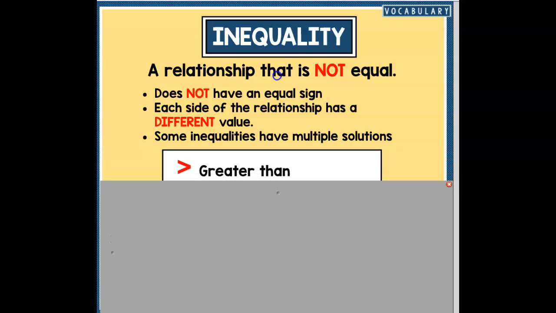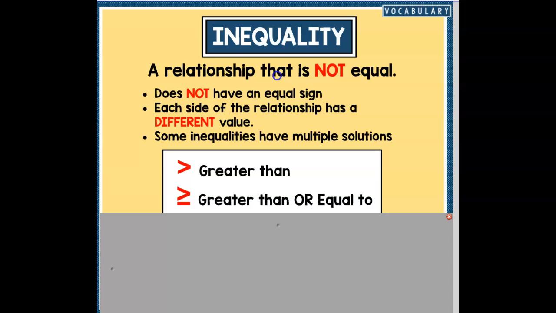So here are our inequalities. We've got our greater than sign. Look at which way it's open to the left. Our greater than or equal to sign. Again, it looks like a greater than sign, but now it has an extra line underneath. That's that equal to part.